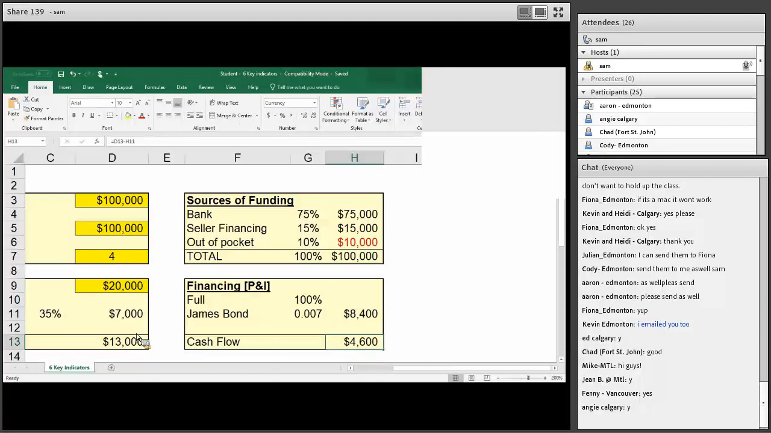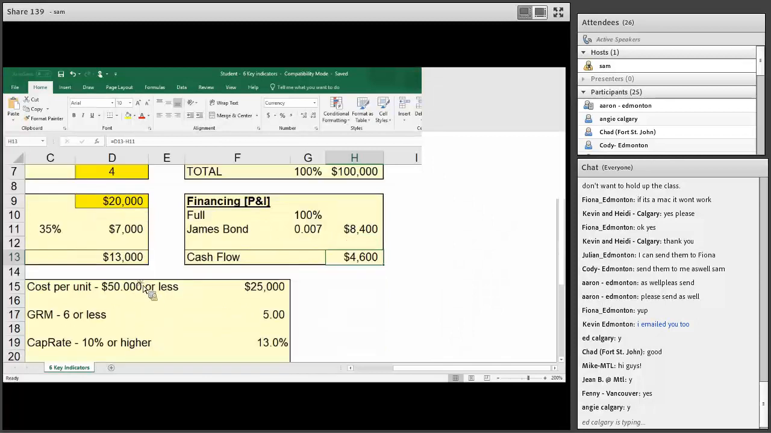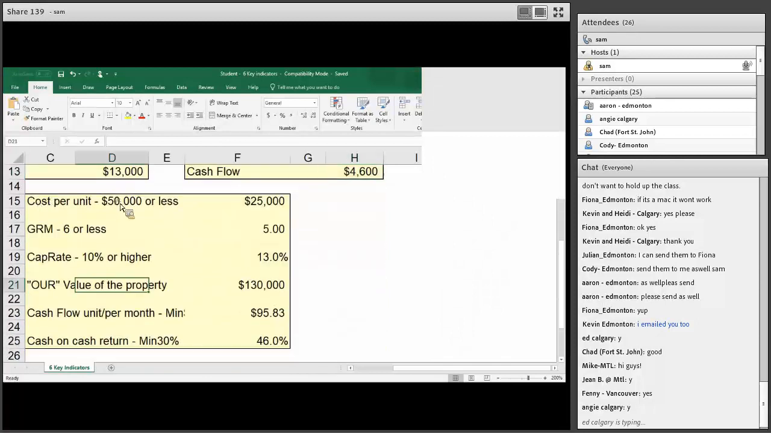Okay, does that make sense? Anybody have any questions so far? Okay. So cost per unit, it says 50,000 or less. I don't want you to worry about this one.